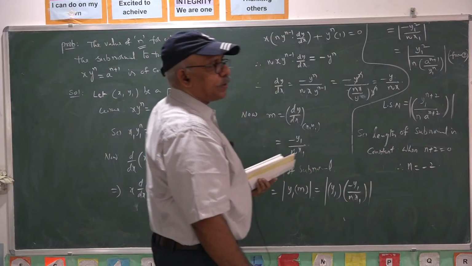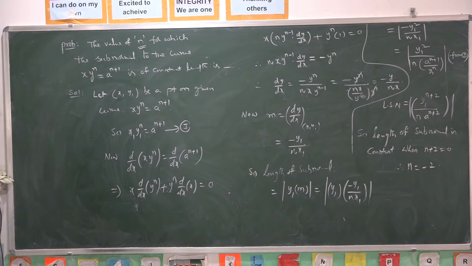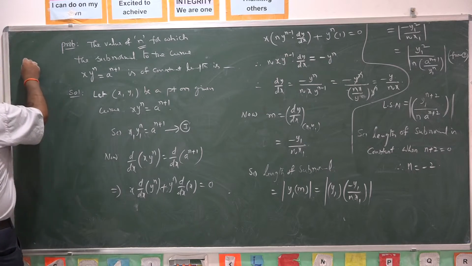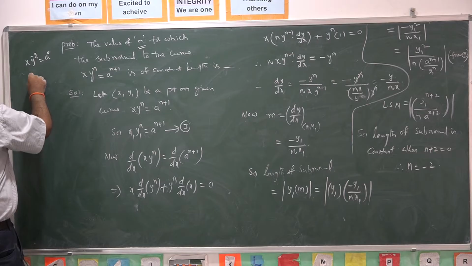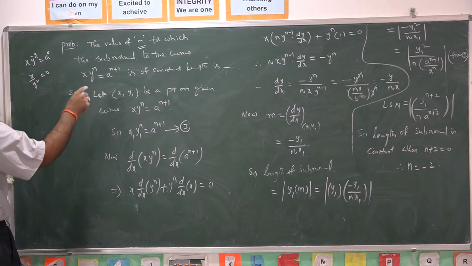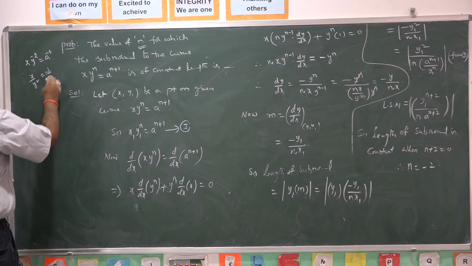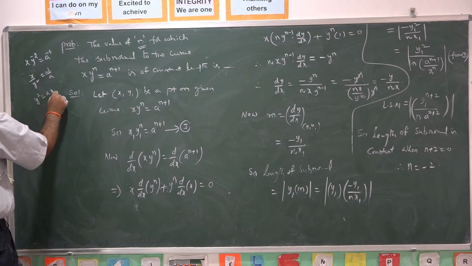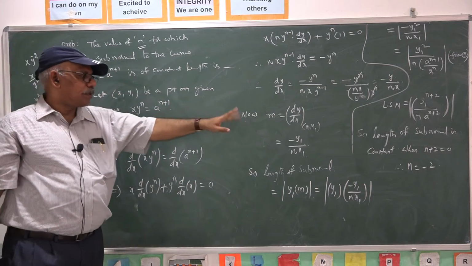This is the value of n for which the subnormal is always constant for that curve. N taking the value minus 2 means x y power minus 2 equals a power 0. That means x by y square equals a power minus 2 plus 1, which is minus 1. This is 1 by a. So, y square equals ax, a parabola. Once it is a parabola, the length of the subnormal is always constant.